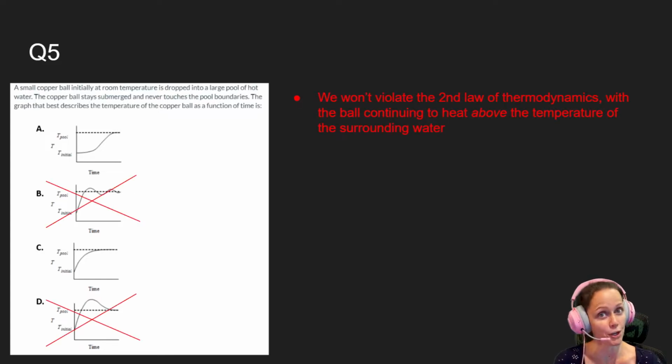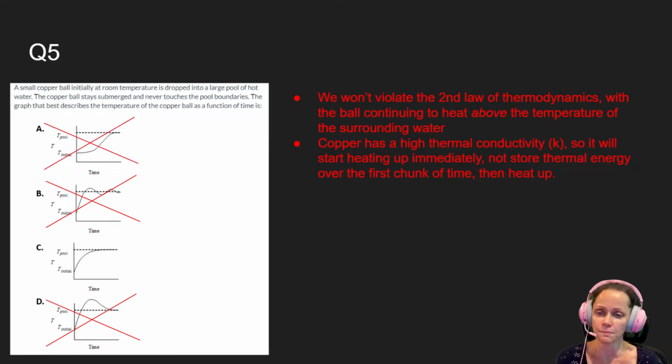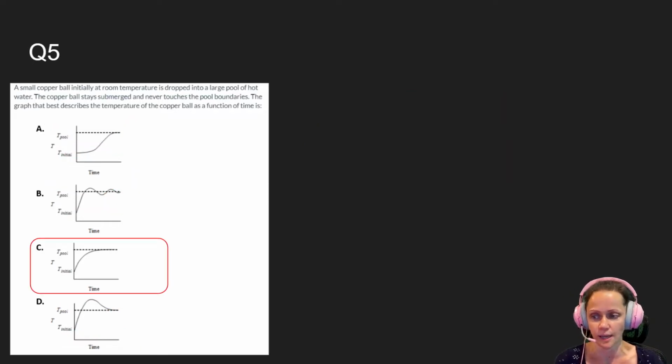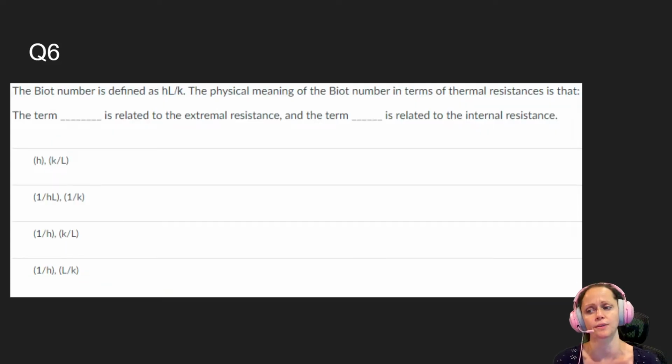Well, first of all, we can go ahead and rule out B and C because that copper ball is never going to get hotter than its surroundings. We can't violate the second law of thermodynamics. It's not A, right? Because copper has very high thermal conductivity. You're not going to dunk it in there and it's going to stay at the same temperature and then start going up. No, it's going to be C. And besides, if you looked at those equations for lumped capacitance, it's an exponential function, right? So C is absolutely, definitely the right answer.